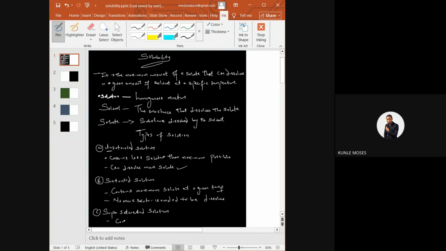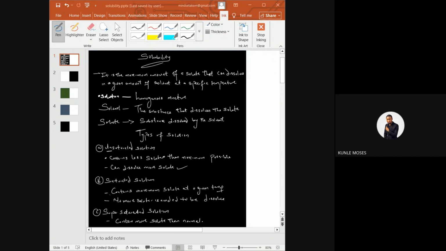Supersaturated solution contains more solute than expected or than normal. Contain more solute than normal. Do you get it now? So the actual amount of salt that is essential to be dissolved in that solvent is too much. So it contains more solute than normal.